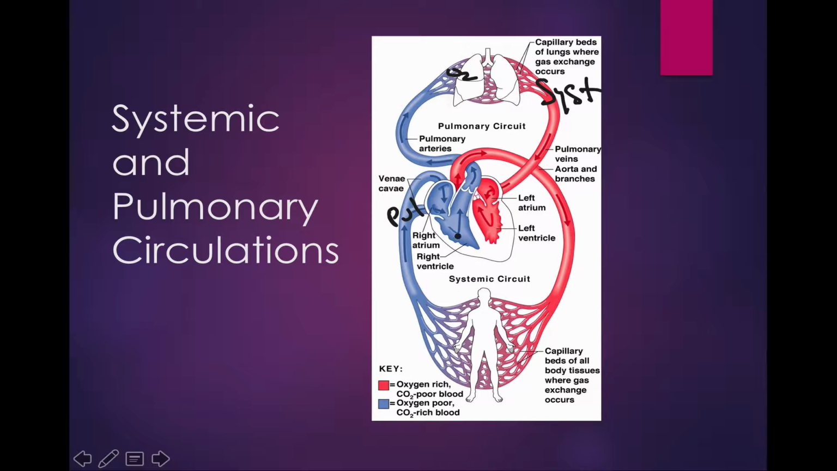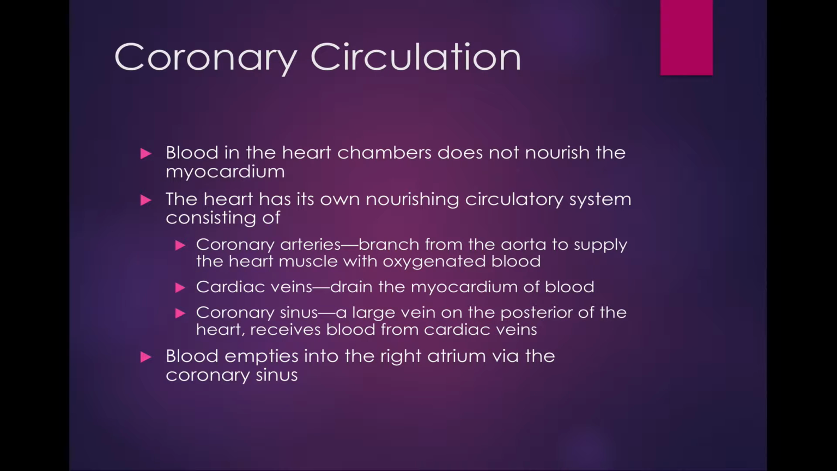What we didn't talk about last time is how the heart itself, remember the heart is made up of myocardium, so this myo or muscle layer needs blood too. So we're going to go ahead and talk about how the myocardium gets its blood source. We call this coronary circulation. The blood that's in the heart chambers doesn't actually nourish the myocardium. It has to have its own circulation. So in addition to having pulmonary circulation and systemic circulation, you also have coronary circulation.